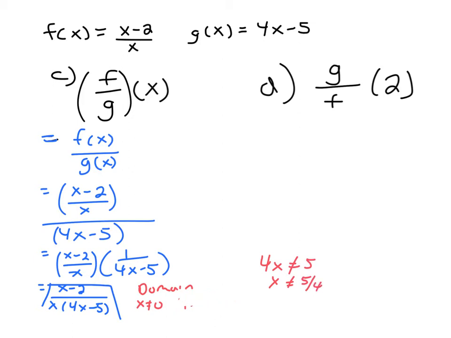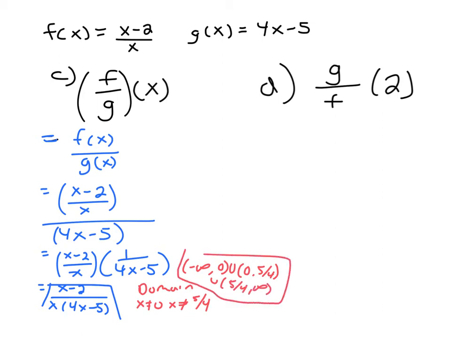So x cannot equal 5/4. If you were to write this in interval notation, your domain would be negative infinity to 0, 0 to 5/4, and then 5/4 to infinity. And that would be your domain.